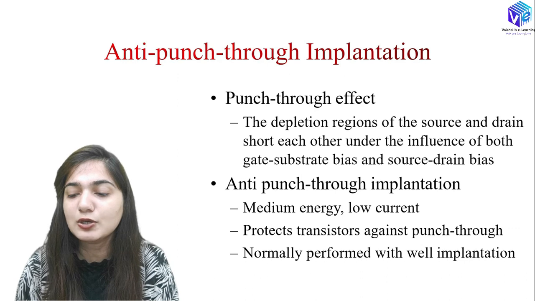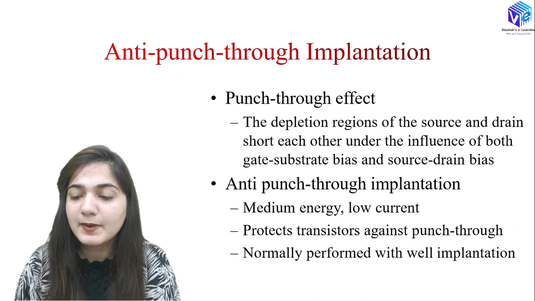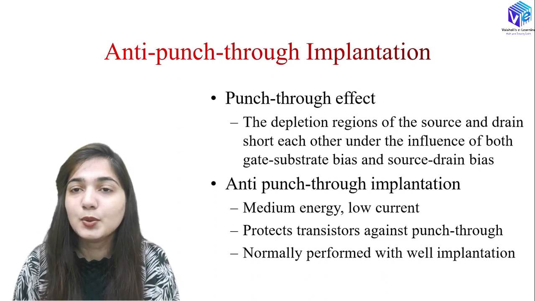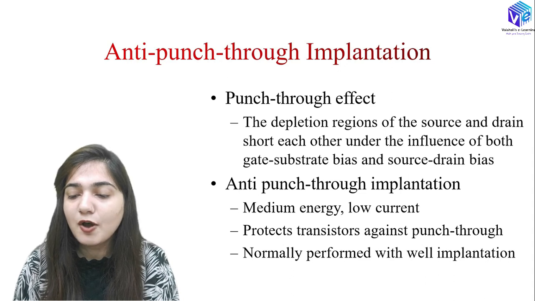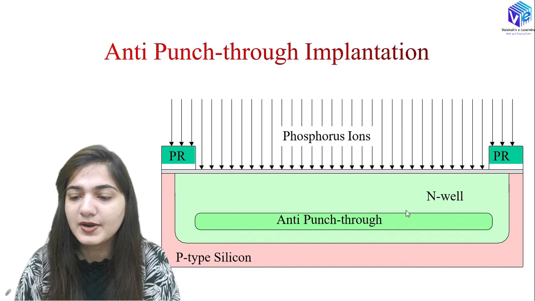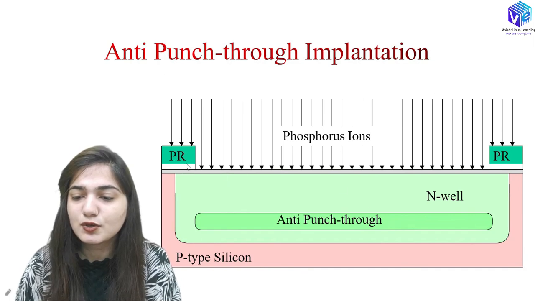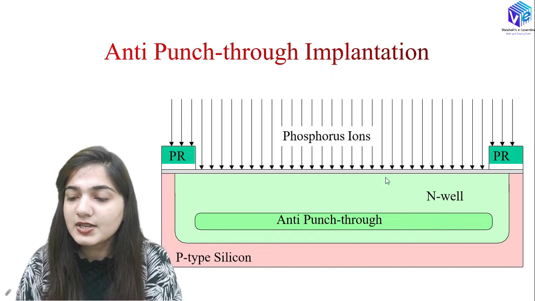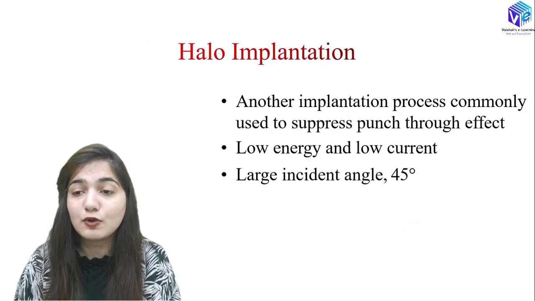With the help of medium energy, low current implantation, I can do the anti-punch through implantation. It is going to protect the transistor against the punch through effect that I have already told you, because if I have shorted source and drain, the functionality is going to be highly affected by this effect. So we are normally performing it with the well implantation only. So you can see how we are doing the anti-punch through implantation. This is the photoresist over here, this is the photoresist over here, this is the N-well. With the help of medium energy and low current ion implantation, I can have this anti-punch through region inside the N-well.